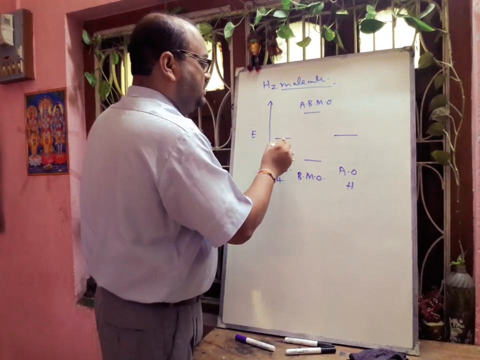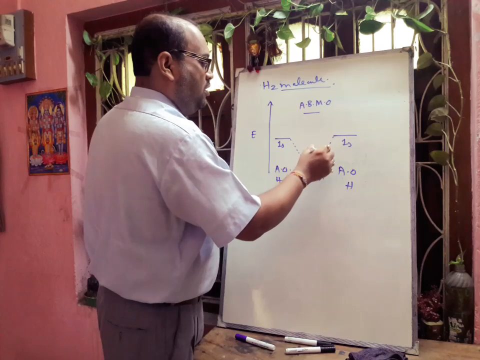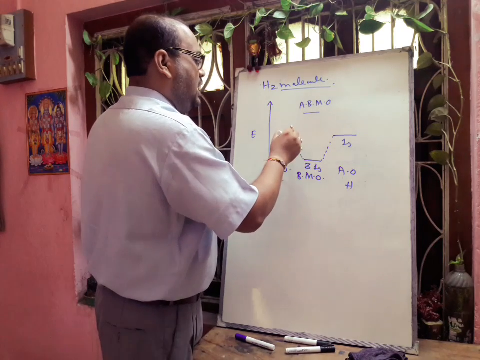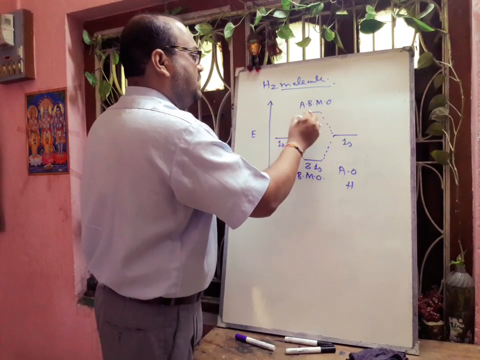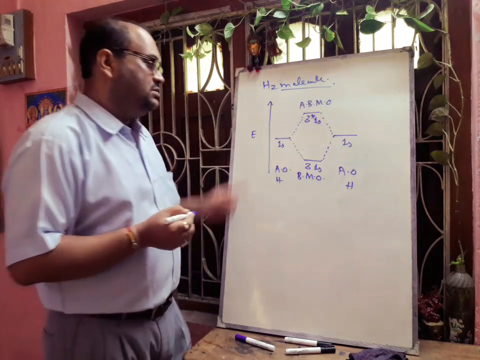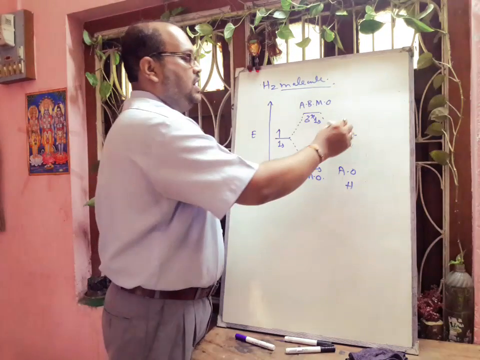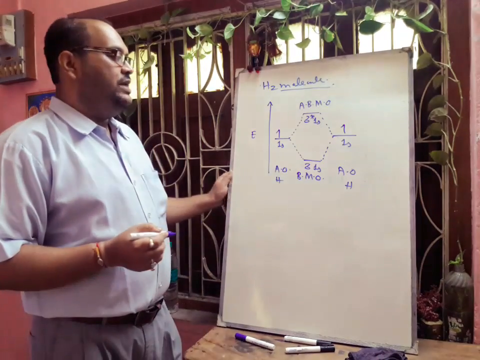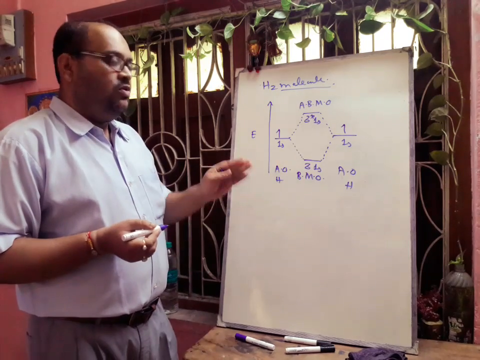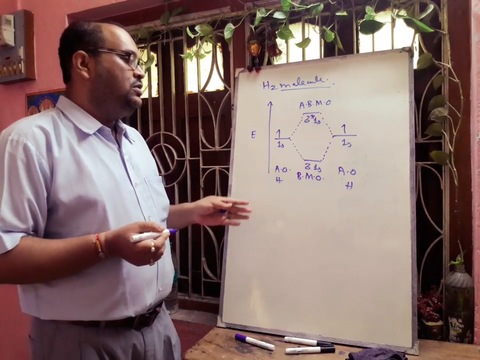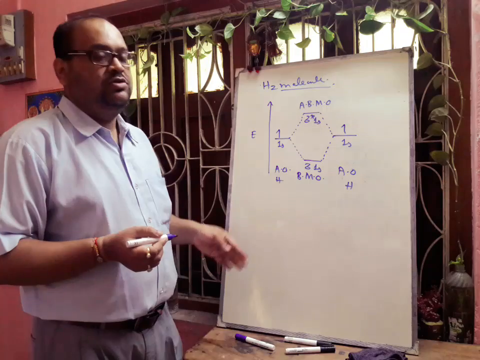Okay, if this is 1s and this one is 1s, then the 1s orbitals will combine to form sigma 1s, and this will be the anti-bonding at the higher energy level, called sigma star 1s. Now each atomic orbital of hydrogen contains one electron. Here also one electron. So now we have to fill up the electrons in the molecular orbitals from lower energy to higher energy, as well as obey Hund's rule. So these two principles, the aufbau principle and Hund's rule, will also work here.